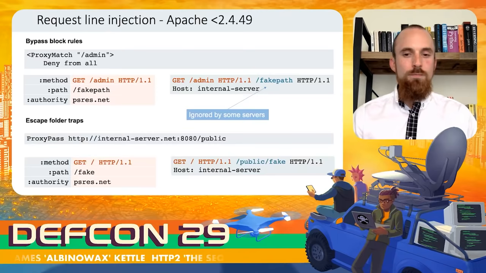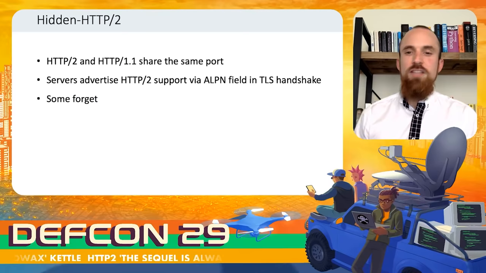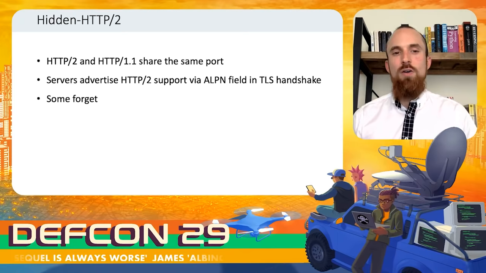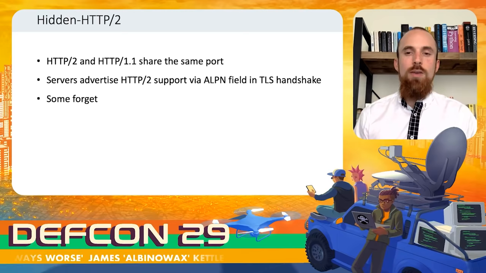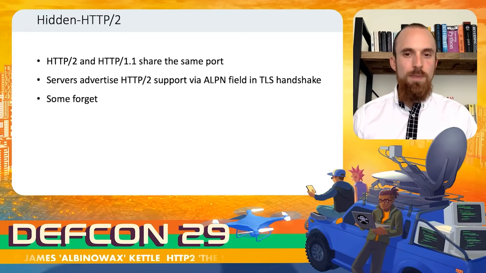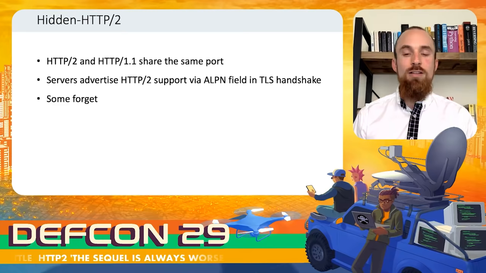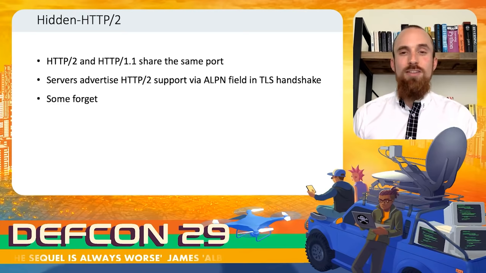Finally, a few practicalities. Firstly, because HTTP 1 and 2 share the same port, when they're spoken over TLS, the client is relying on the server advertising HTTP2 support via the ALPN field in the TLS handshake in order to know that it's allowed to speak H2. Otherwise, it will just default to H1. And there's a whole bunch of servers out there that actually support HTTP2, but they forget to advertise this fact in the handshake. So if you use a regular client like a browser or curl, it won't speak HTTP2 to them. And you'll think they don't support it, and you'll miss out on loads of awesome attack surface.